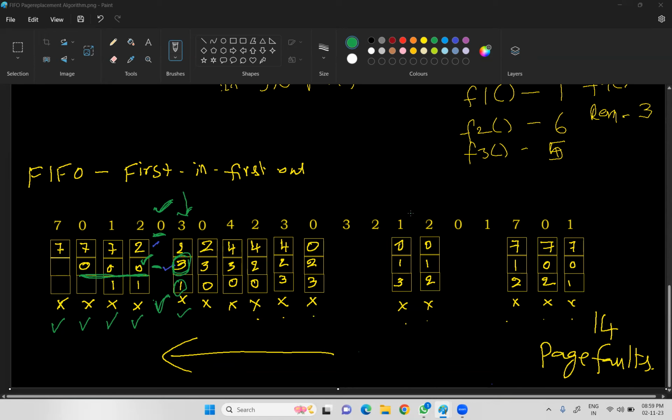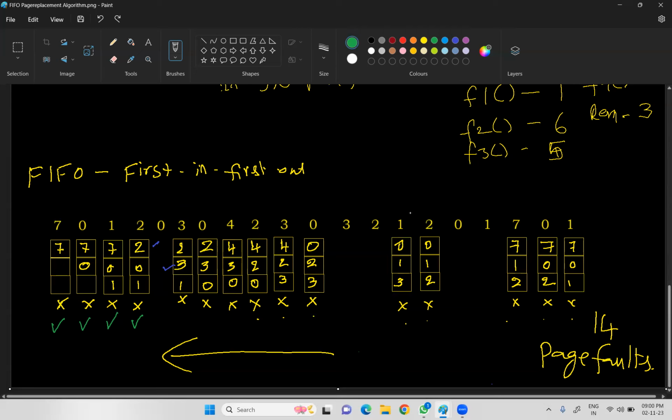Then while replacing a particular frame, why are you not supposed to look ahead? Because already in optimal we told that this reference string is a static string. The entire reference string is there with you. So why are you not supposed to consider this static string, and why will your replacement not be done?